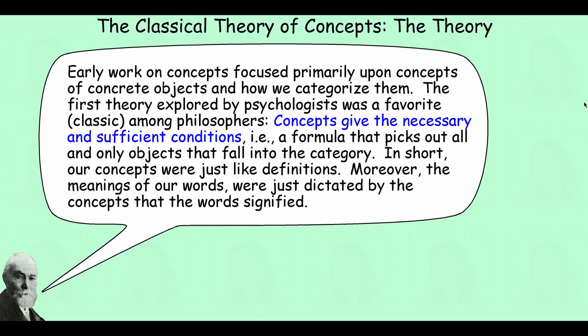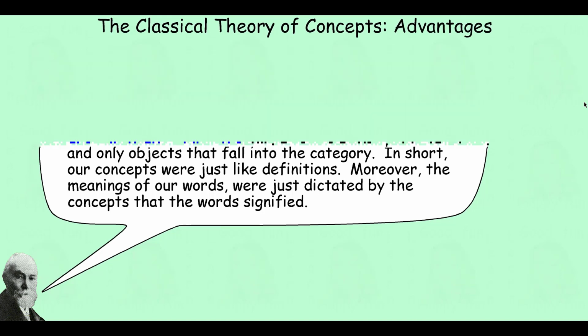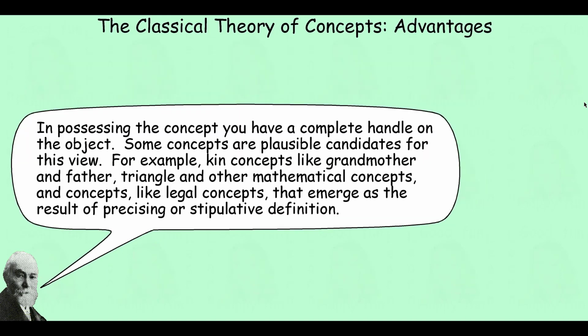Moreover, the meanings of our words were just dictated by the concepts that the words signify. In possessing the concept, you have a complete handle on the object. Some concepts are plausible candidates for this view. For example, kin concepts like grandmother and father, triangle, and other mathematical concepts, legal concepts that emerge as the result of precising or stipulative definition. All of these concepts are plausibly subsumed under the classical theory of concepts.